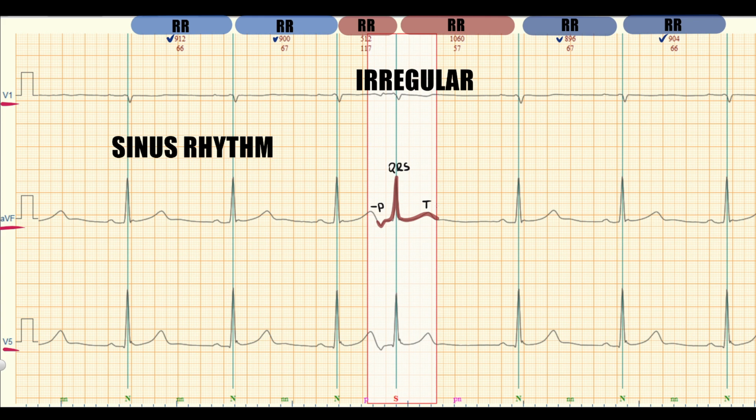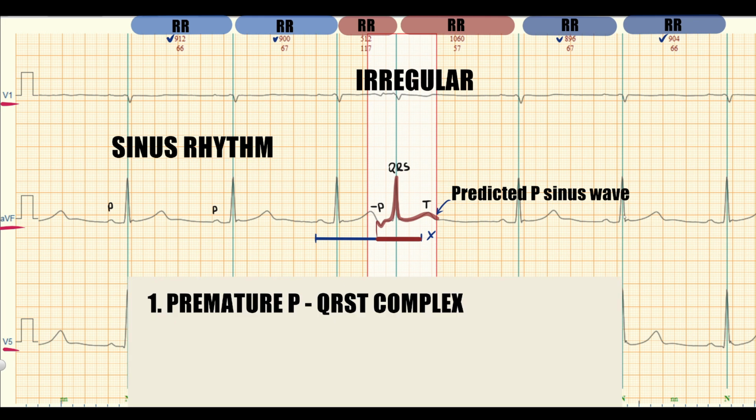For evaluation of the prematurity of this complex, let's measure the usual PP interval and compare it to the PP interval in the irregular part. So you see that this irregular complex appears earlier than the predicted sinus complex. So we have the first criterion of premature atrial contraction.